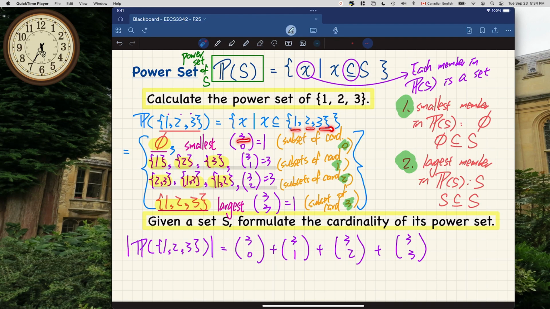Either out of the 3 members, just choose 0. That's basically the empty set. There's only one way to construct it. Also 3 choose 1, 3 choose 2, and so on. All right? That's also very important. Okay. Any questions about this?